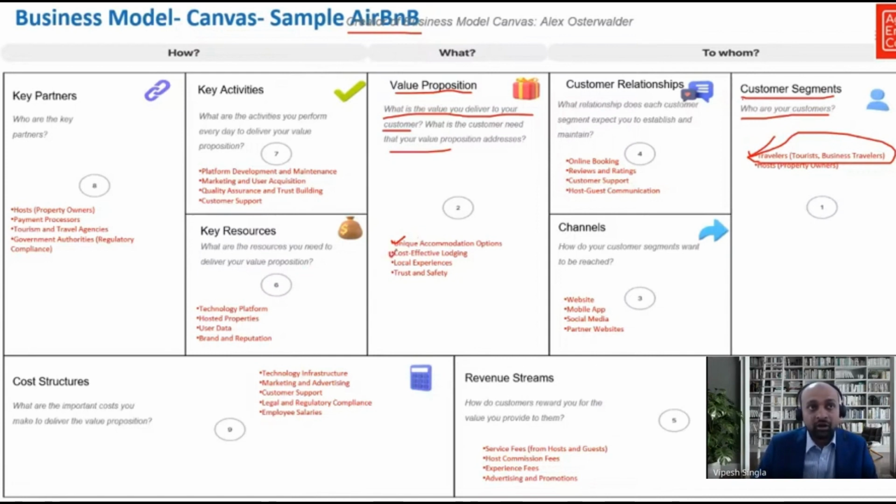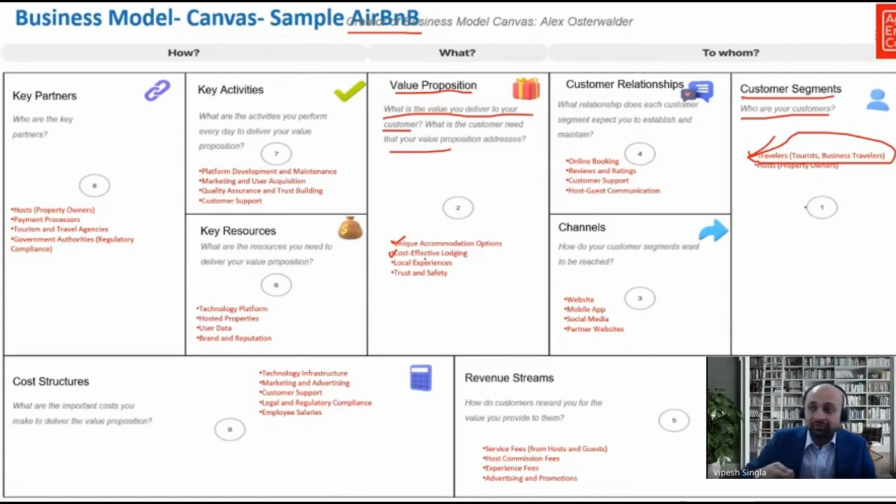Then cost effective lodging. The properties which are rented on Airbnb are mostly serviced by the owners themselves, and they don't tend to have any employees. And many times these properties are empty rooms. So let's say someone is a couple living in a 3 bedroom house, and they don't use one of the rooms most of the time.